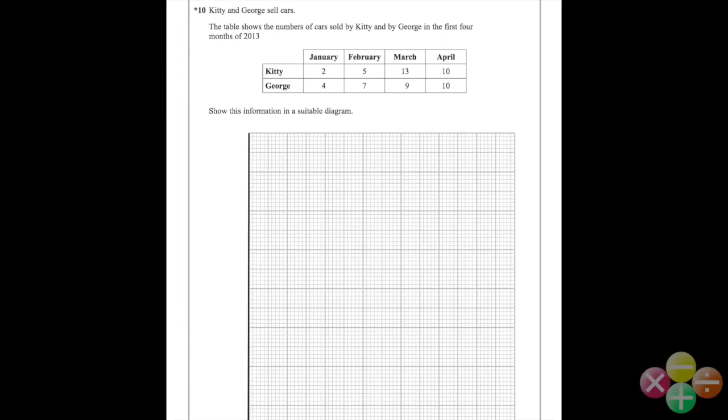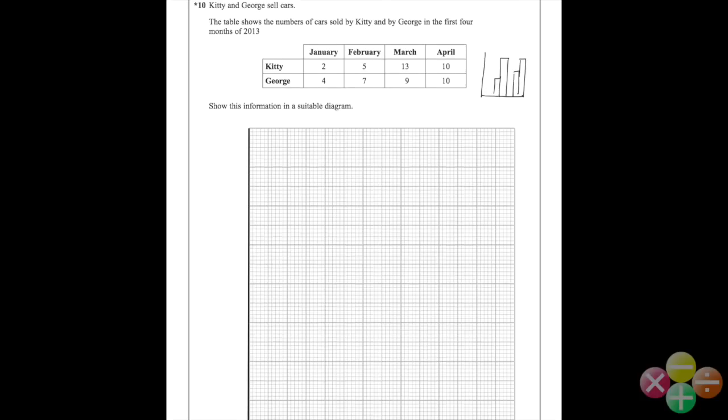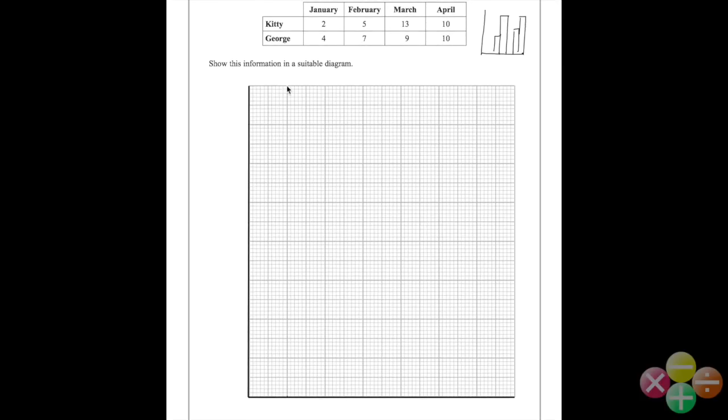Question 10. Kitty and George sell cars. The table shows the number of cars sold by Kitty and by George in the first 4 months of 2013. Show this information in a suitable diagram. Now for this question, a suitable diagram would be a bar chart. That way we can compare directly Kitty and George, and also it accounts for the fact that the data we've got is discrete. And remember that when we do our bar chart, we leave gaps between each month because the data is discrete. Now, if I move down below, you can see I've already drawn the axes in.